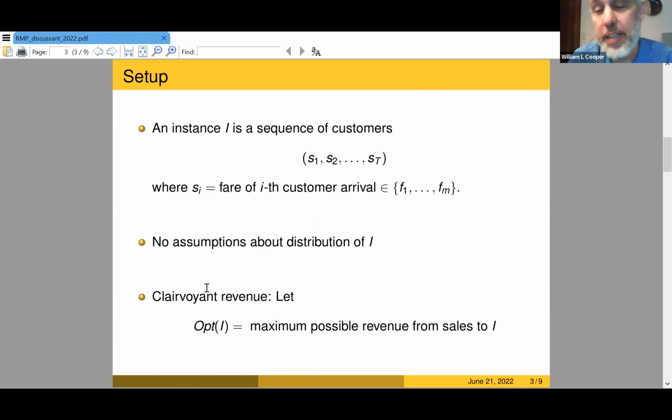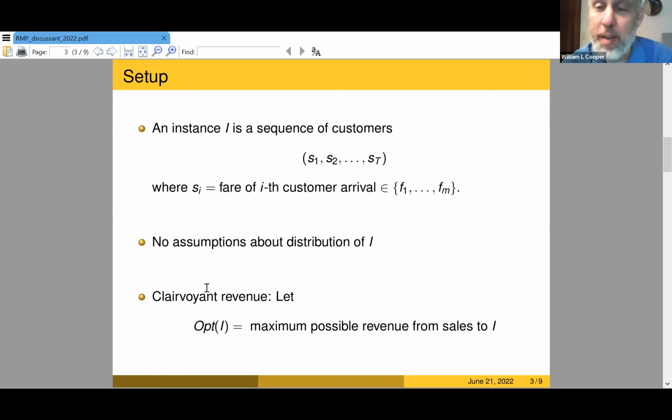So the basic setup is like this. Again, the high level point is that we're getting rid of any distributional assumptions on how many customers show up or what order they're coming in. The basic starting point is what's called an instance. An instance is just a sequence of customers who come to buy a ticket. S_i is the fare that the ith arriving customer wants to buy. And again, there are no assumptions about the distribution of I either.